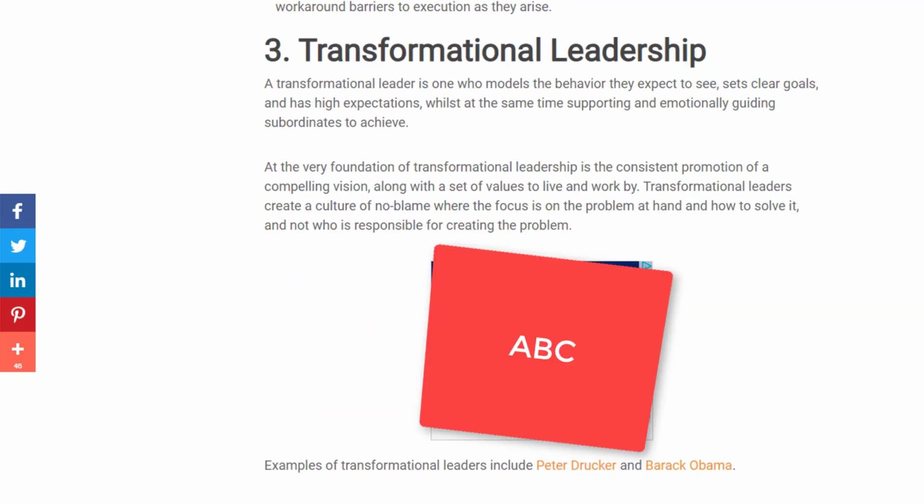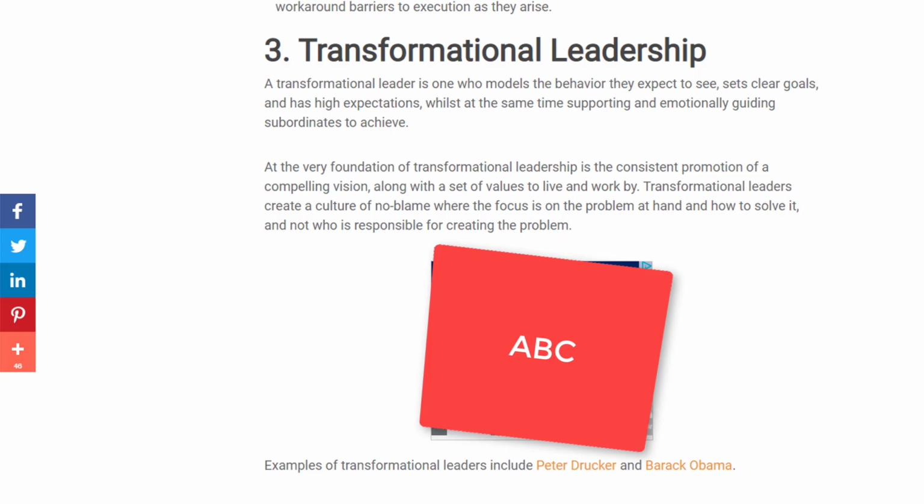Transformational leadership. A transformational leader is one who models the behavior they expect to see, sets clear goals, and has high expectations, whilst at the same time supporting and emotionally guiding subordinates to achieve. At the very foundation of transformational leadership is the consistent promotion of a compelling vision, along with a set of values to live and work by.